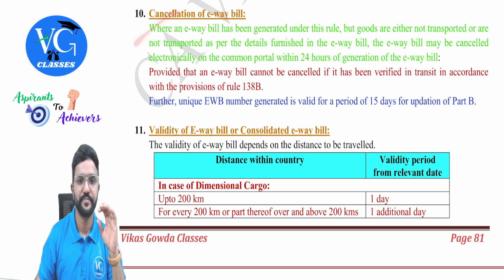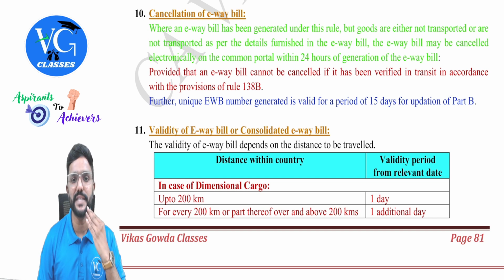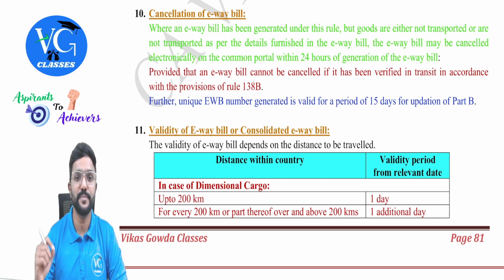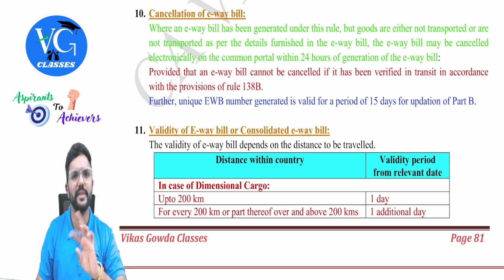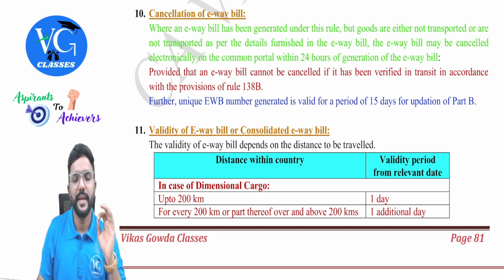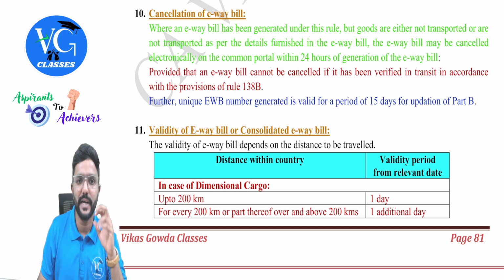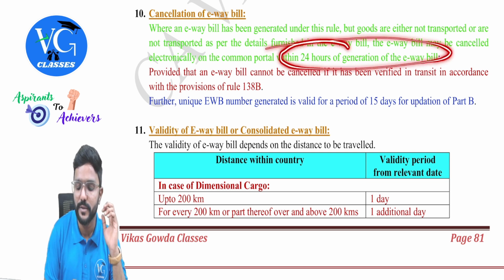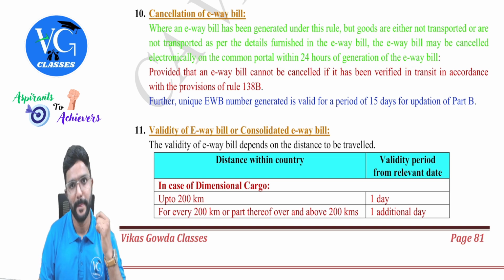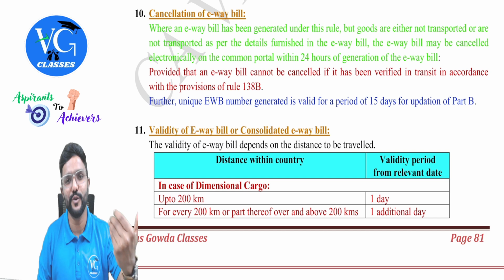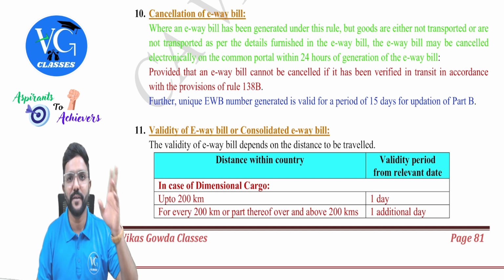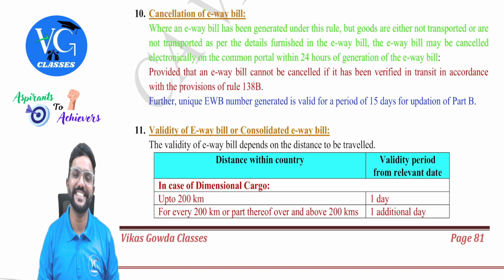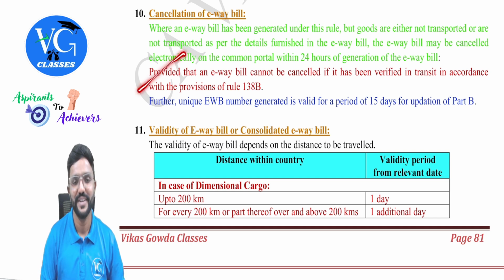Yes, let me read it. Where an e-way bill has been generated under this rule, but goods are either not transported or not transported as per the details furnished in the e-way bill, that is change in the quantity, the e-way bill may be cancelled electronically on the common portal within 24 hours of generation of e-way bill. But if there is already a movement of goods by conveyance, and if the proper officer has already checked it, sir, in that case, it is understood there is already a movement of goods. Can we cancel the e-way bill? No, no, no, no. That's not possible.